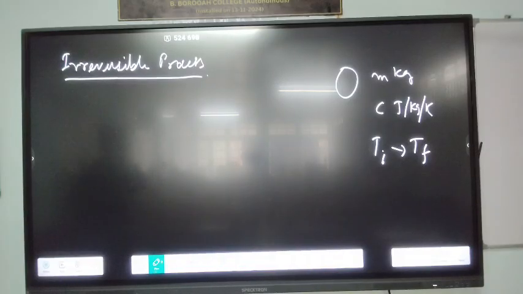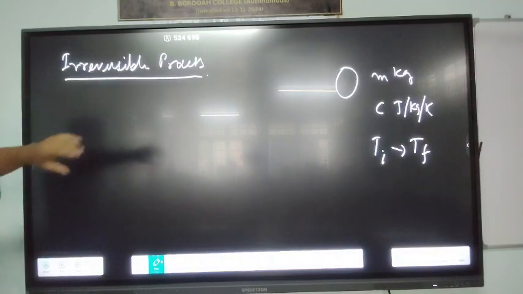If you take an iron ball and heat it up, as soon as you heat it, the temperature is rising from Ti to Tf. So it is very difficult to again come back from Tf to Ti without affecting the surrounding. So it is an irreversible process.